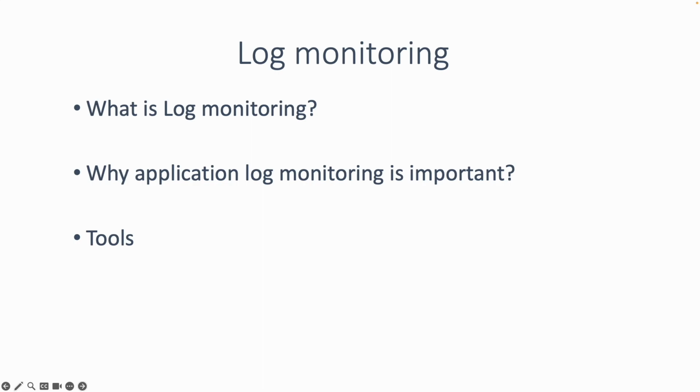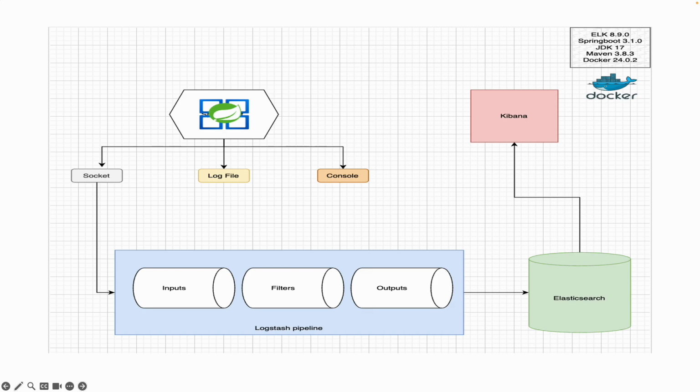Let's take a deep look at our architecture. We will be using a Spring Boot application which runs on JDK 17 and uses Maven 3.8.3. As I said earlier, instead of the default logging module, it will be using Log4j2, and hence we use various appenders like the socket appender, log file appender, and console appender. In this example, the socket appender, which runs on a TCP port, will be connected to Logstash.